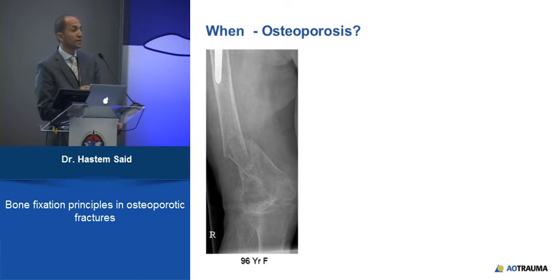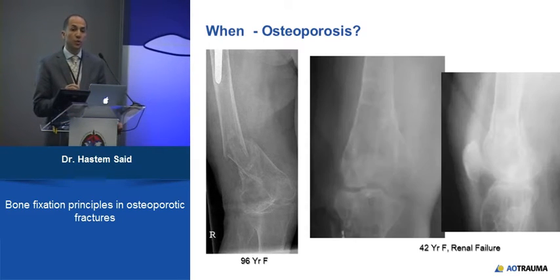But are we seeing osteoporosis only in these elderly patients? It's not only the 95-year-old patient that we're seeing it in. You can see severe osteoporosis in a 40-year-old who has another pathology, like this patient who had chronic renal failure and was on regular dialysis. It's the same as the elderly patient, so you'd be treating her on the same principles.